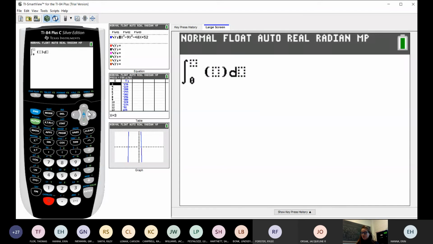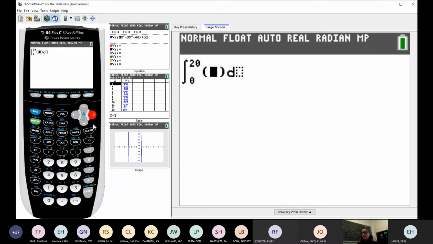So if we wanted to go from 0, and then I have to click the up button to get to the next part. You can either click the up button or the right button to get up to the next part. And then our top bound was 20. Press the right arrow key to go over to that middle piece.